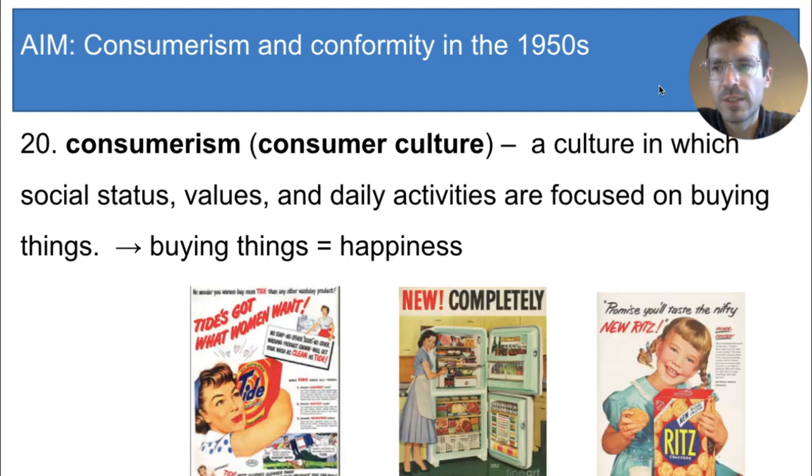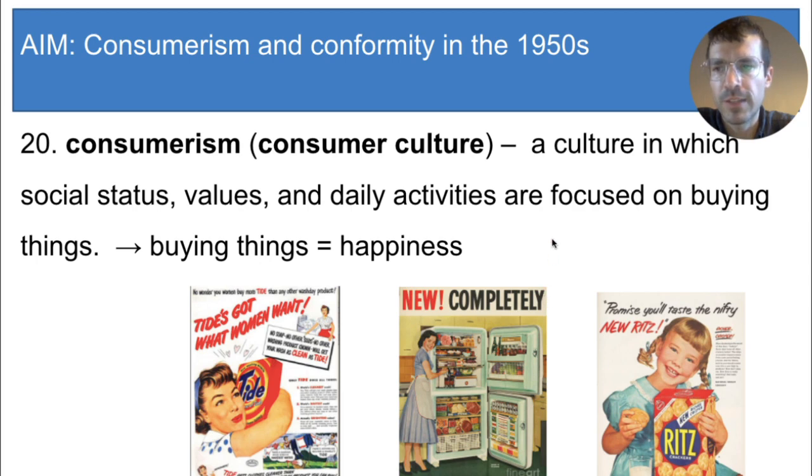Consumerism increased in America in the 1950s because of post-war economic prosperity. After World War II, Americans had more money and were eager to spend it on different products. And mass media, including the new technology of television, gave companies opportunities to advertise their products. And you see some of those advertisements here.